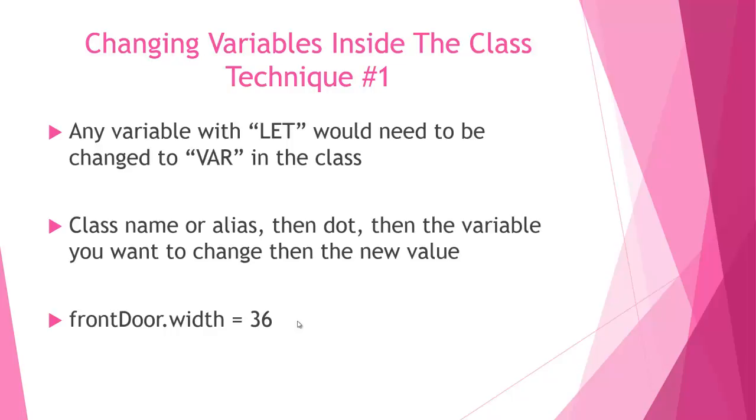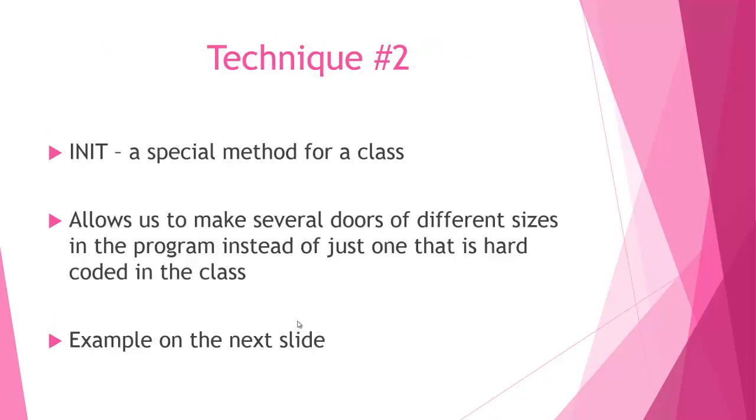If you've got just a few things you're going to be playing with in the class, and there's only going to be a few aliases of the class, you can kind of get away with that. But method 2 is you create an init, which is a special method for a class. And this allows us to make several doors of different sizes in the program instead of just one that's kind of hard-coded to the class. So here's an example of that.